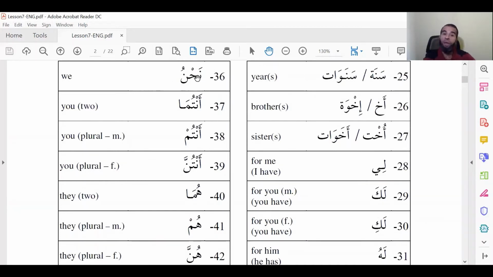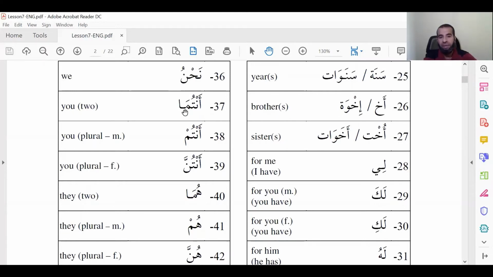نحن is the plural of أنا. أنا Muslim, for example. If we are a group of Muslims, we say نحن مسلمون. We use واو ونون, مسلمون. And also it's used for dual. نحن مسلمان. So نحن is used for both dual and plural.